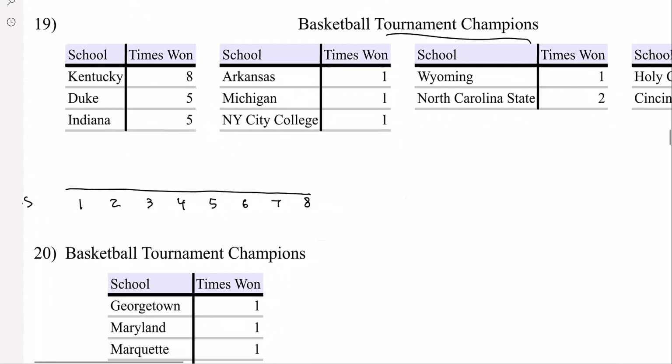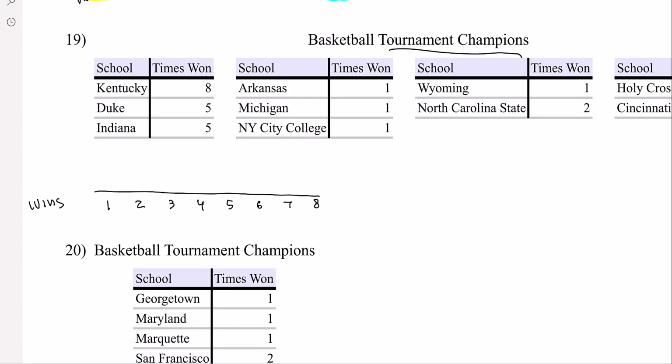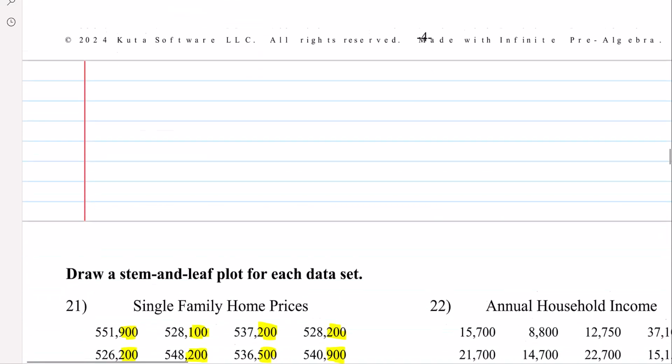So if you're going to do a dot plot on that, Kentucky won 8 games, so there would be 1 dot. Duke won 5 championships, so did Indiana. And Arkansas, Michigan, and New York College each won 1. So using a table of values, you can do that.